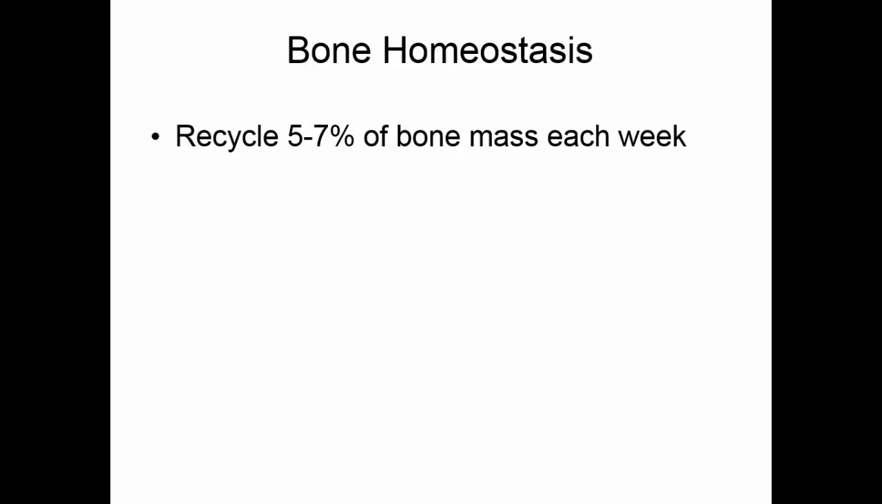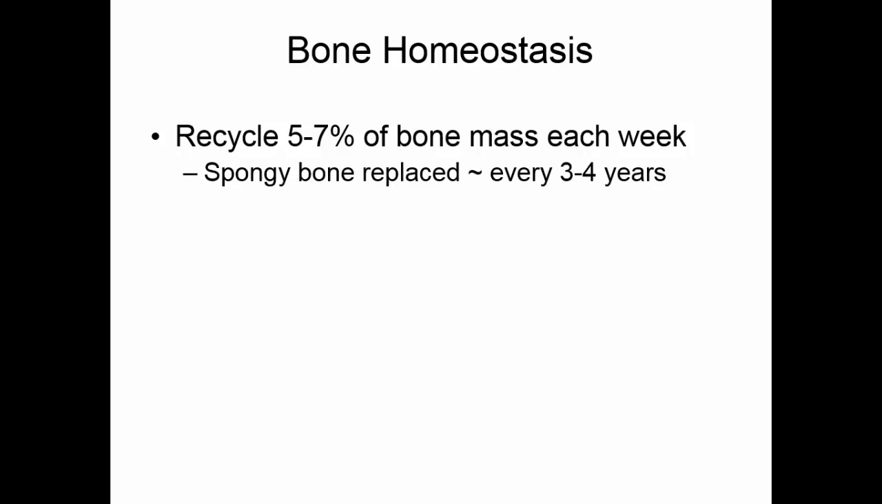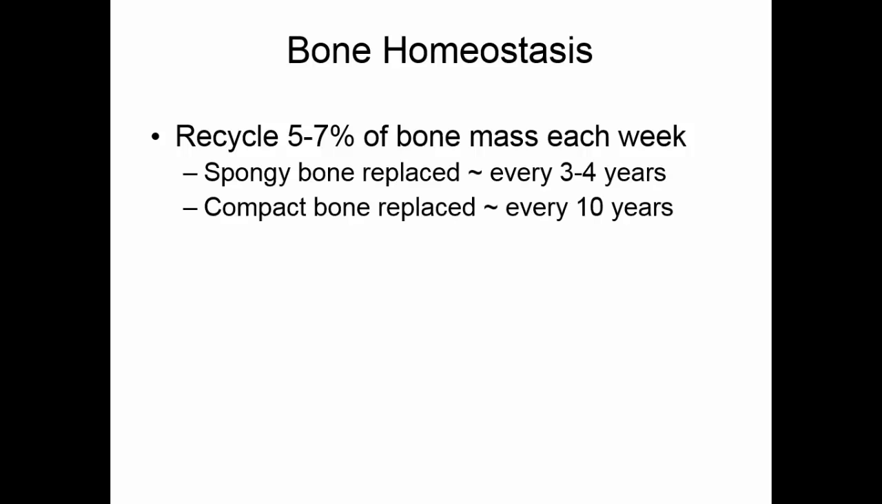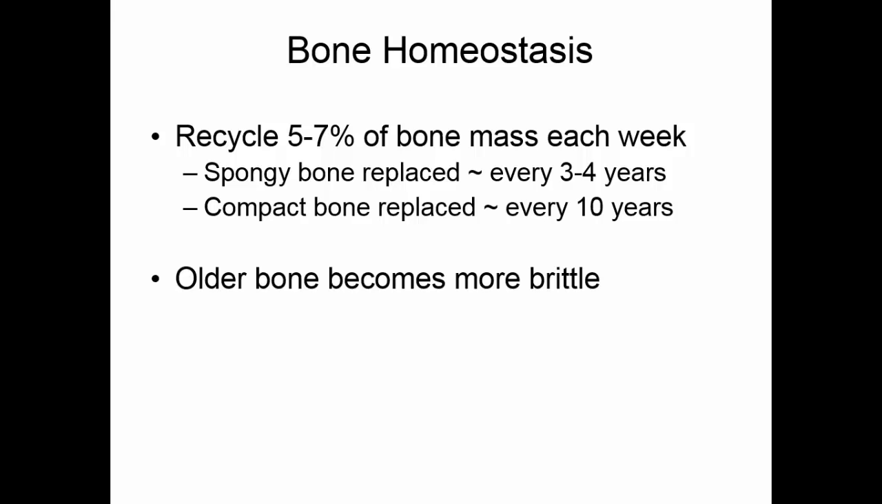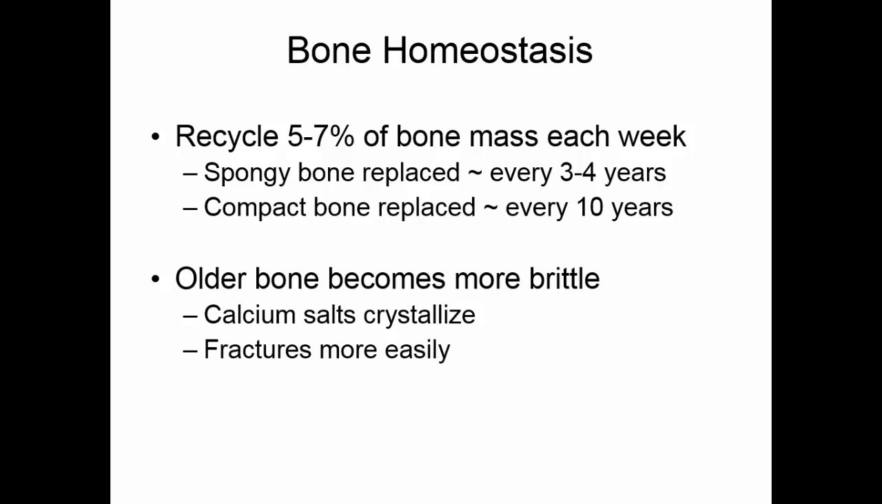Bones are constantly changing. We recycle 5 to 7% of our bone mass each week. Spongy bone is replaced every 3 to 4 years, and compact bone is replaced about every 10 years. In older individuals, bone becomes more brittle. The calcium salts first of all crystallize, so they're no longer quite as flexible as they used to be. Also, osteoclast activity begins to outstrip osteoblast activity, so the bones thin. This means that they break more easily.